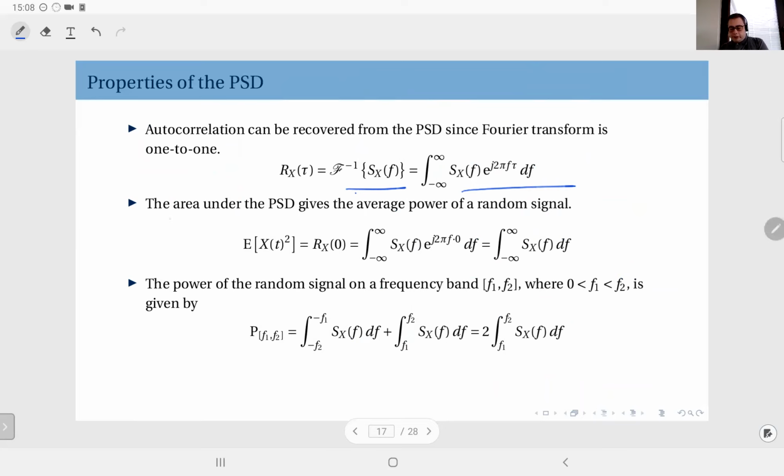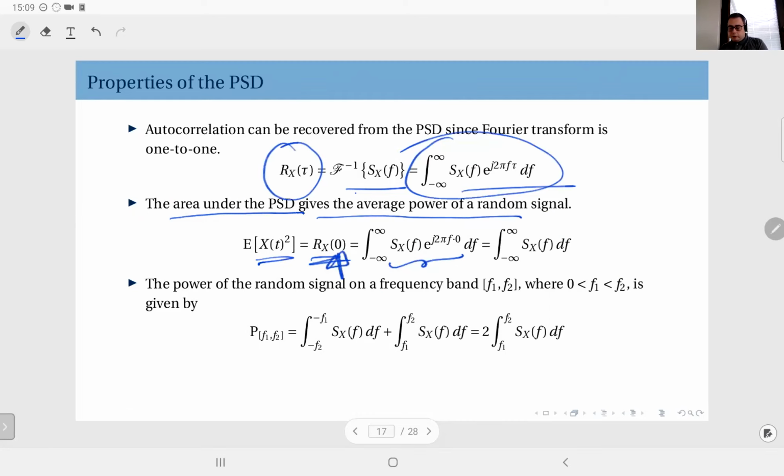And the next property, the area under the power spectral density gives the average power of a random signal. Okay, if you integrate the PSD over the entire frequency domain, because, well, by definition, the average power of the signal is its magnitude square. Whenever it's random, it's the second moment, which corresponds to the autocorrelation evaluated at 0, which is equal to this expression, because as we have just seen, the autocorrelation equals this integral, and when you evaluate at tau equals 0, you just put 0 here. So this exponential term will be equal to 1. So this will be equal to the integral of the power spectral density over the entire domain. Okay, so in short, the area under the PSD gives you the average power of the random process.